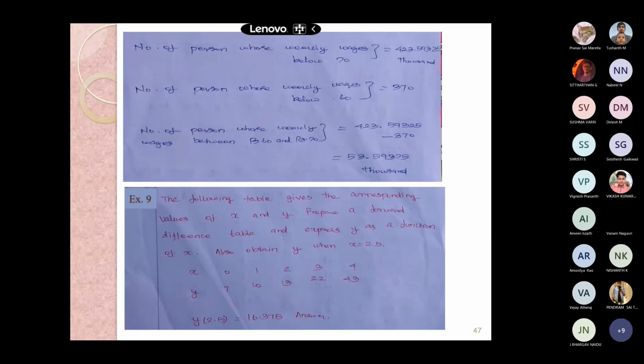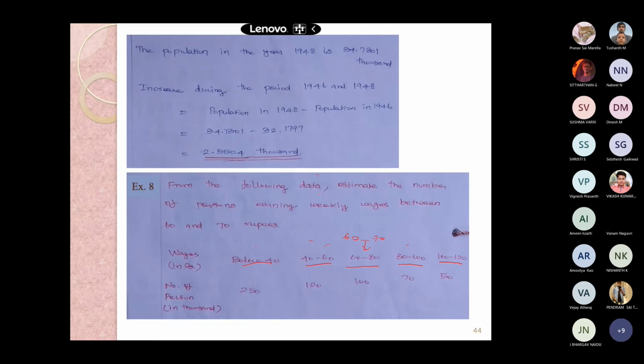No, the essential thing is the number of persons whose weekly wages are between 60 and 70. Below 60 I can get from the given table, and below 70 I have calculated. So I am subtracting these two and getting 53.59. Please cross check whether this data is right. For 60 to 80, it was 100.